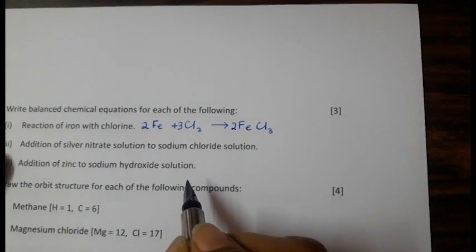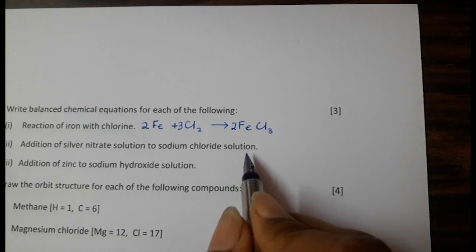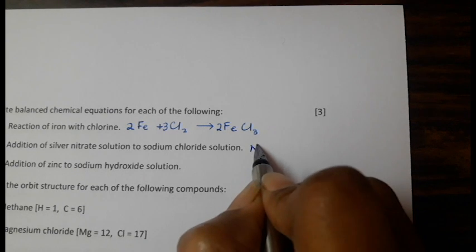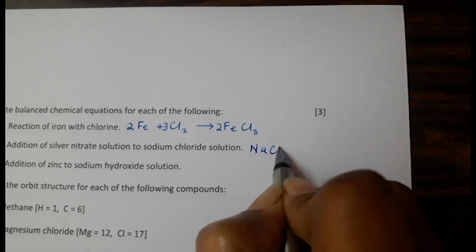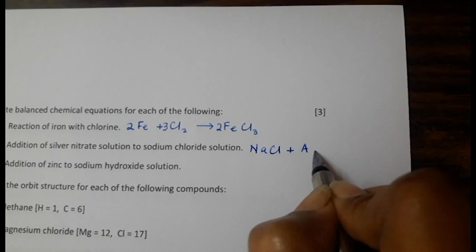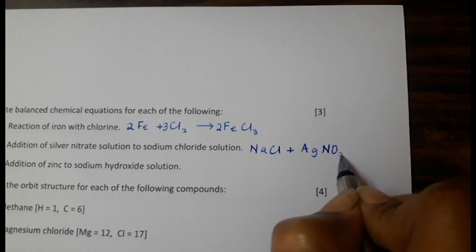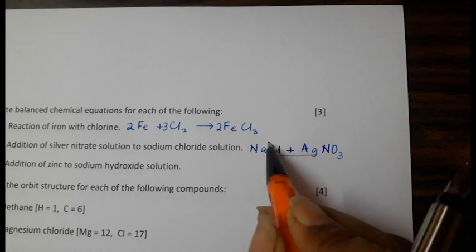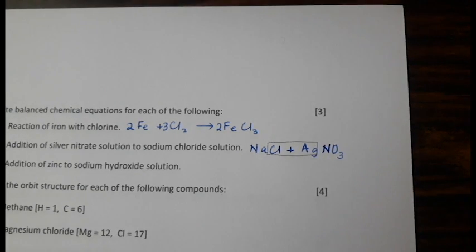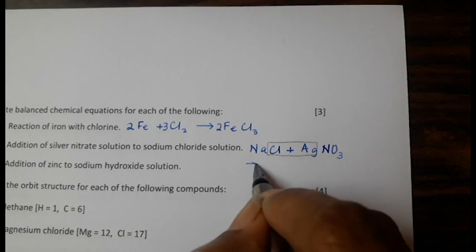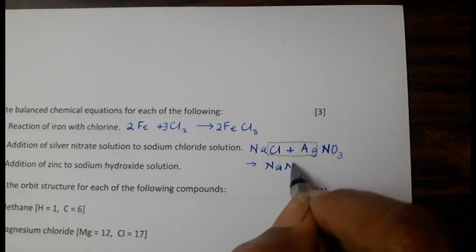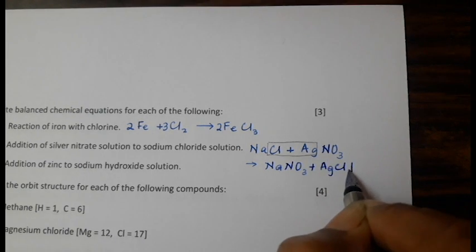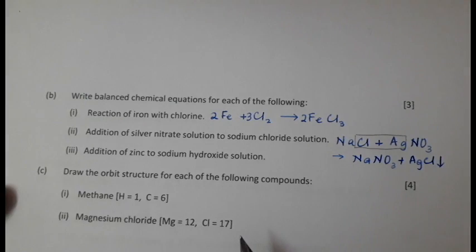We come to addition of silver nitrate solution to sodium chloride solution. So we will have NaCl plus AgNO3. Now this is going to give you double decomposition like so, and you are going to get the reaction NaNO3 plus AgCl, and that will be a precipitate.